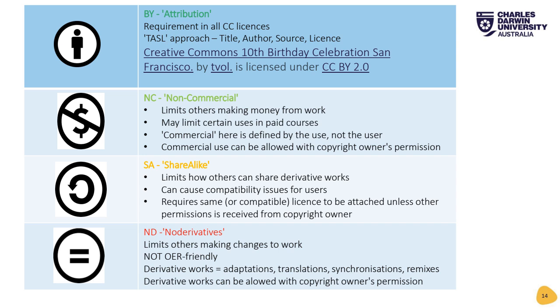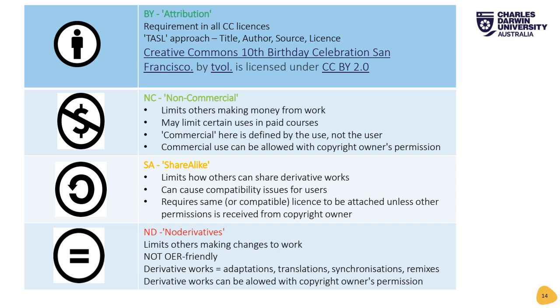Here we see a number of different symbols used within Creative Commons licensing. We have the BY, or the different elements, the BY attribution. It's a requirement in all CC licenses. We use the TASL approach when writing our notices. That is title, author, source, and license.